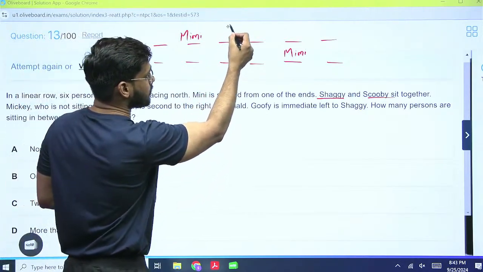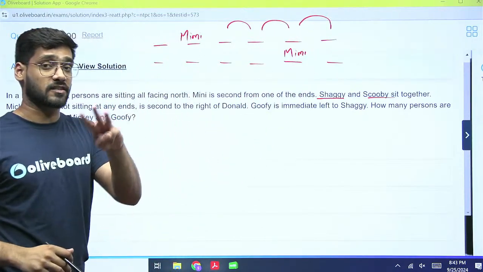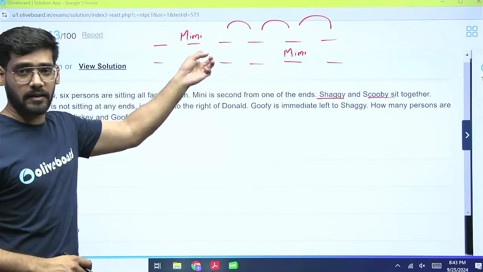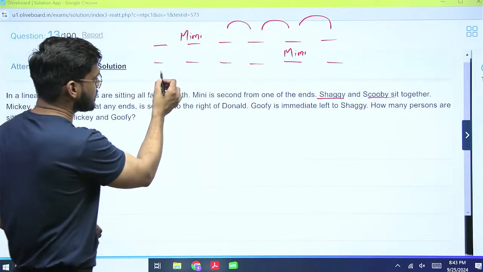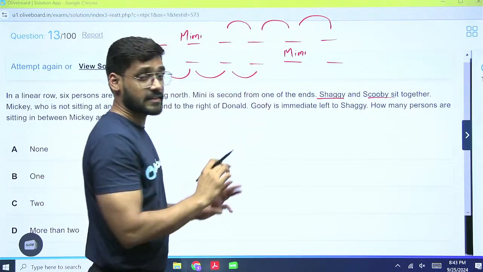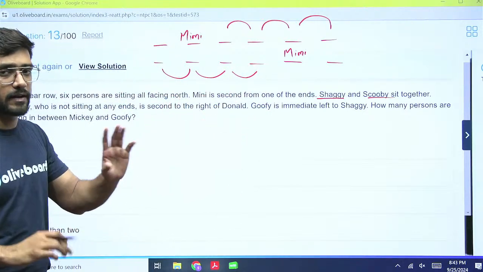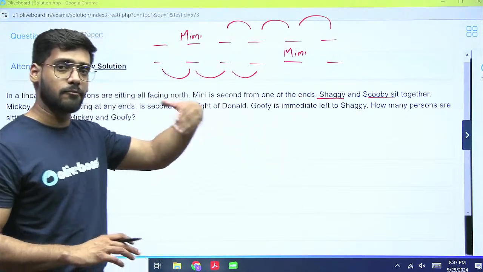Shaggy and Scooby can come over there, and come over there. I mean, there are three possible cases in case number 1. So we'll keep a hold on this line, and Shaggy and Scooby sit together. It means they both can come over here, here as well, here, right? There are three possible cases in case number 2 as well. So we will keep a hold on that line. We will put that line on hold and move on to the next line.